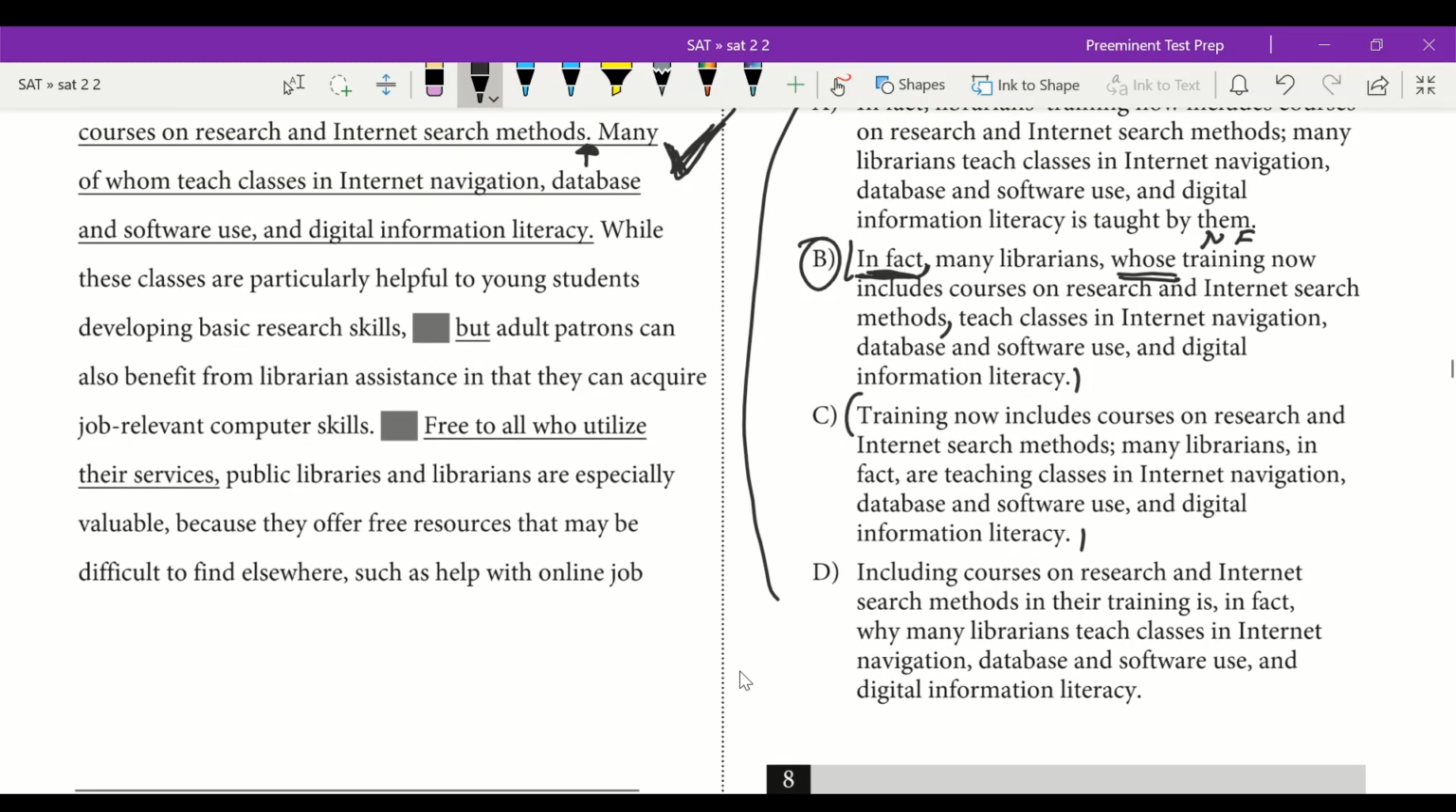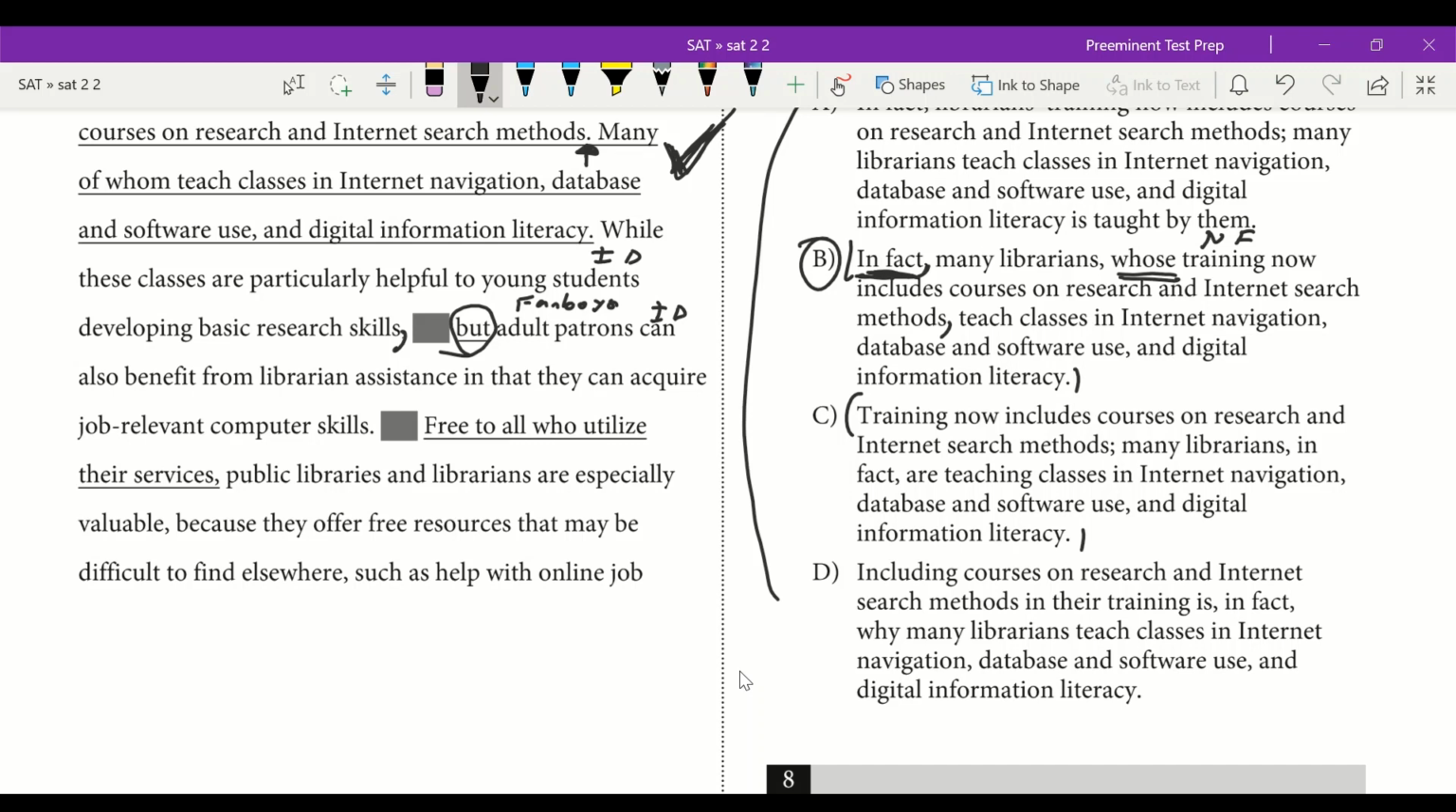All right. Well, these classes are particularly helpful to young students developing basic research skills. And then we have "but." Well, here's what I see here. When I see "but" here, followed by or preceded by a comma, I know I'm looking at the FANBOYS, right? We're probably looking at an independent clause here and an independent clause here to form our compound sentence.